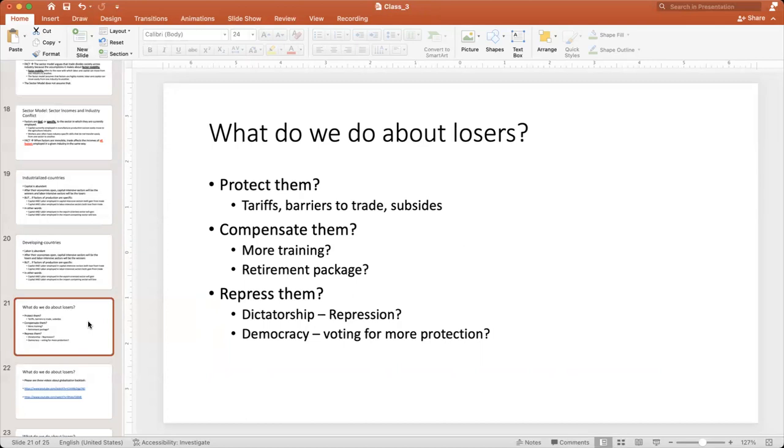However, the problem with this type of sectors is that we are preventing our country from receiving the benefits of free trade. So protection is a possibility, but it carries a cost. We can compensate them. We can give more training or a retirement package. That could be a possibility.